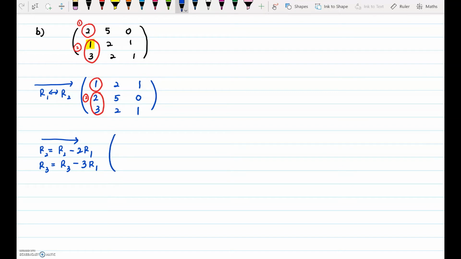Now we will have for row 2: 2 minus 2 times 1 will be 0. 5 minus 4 will be 1. And 0 minus 2 will be negative 2. For row 3, we will have 3 minus 3 is 0, 2 minus 6 will be negative 4, and 1 minus 3 will be negative 2. And we will have here 1, 2, 1. So we have done the first step and the second step.